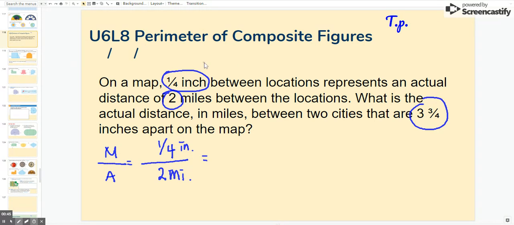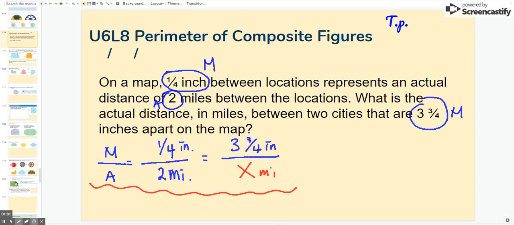So on the map, this is model, this is actual, this is model, and we have to put the model size on the top. And this represents how many miles? So this is a question. If you set up the proportion, then you will get half credit already.